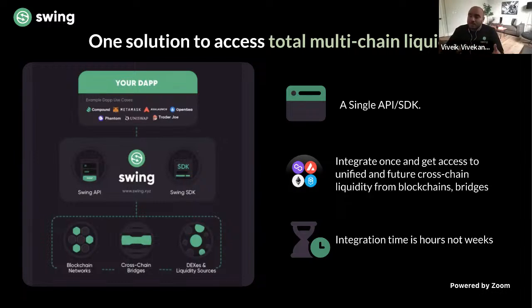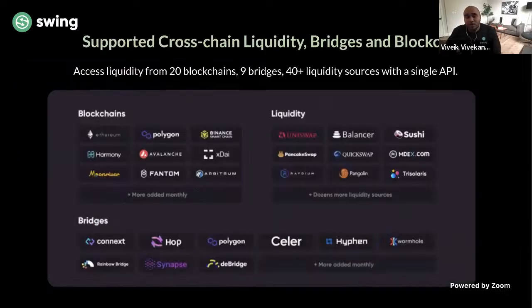And we're going to be launching our SDK next week, and that will take it down from hours to minutes. We've done a lot of the heavy lifting to make it even easier for developers to build on the Swing product. Here's a quick overview of the different blockchains, bridges, and liquidity sources we support. Over 20 blockchains, 9 cross-chain bridges, all the major bridges you can see here, and then 40 plus liquidity sources, and this list is continuously growing every month as we continue to add to it.